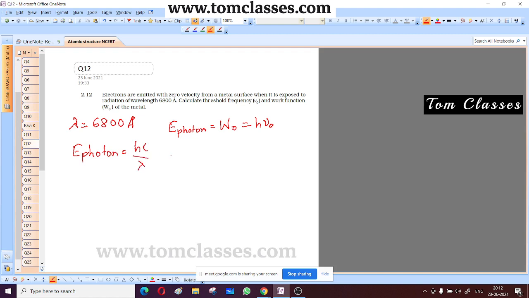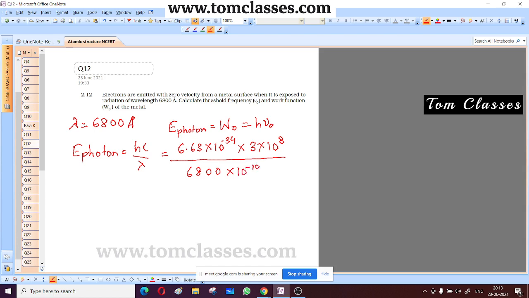What is the photon energy? So what is this value? This is 6.63 into 10 to power minus 34 multiplied with 3 into 10 to power 8 meter per second divided by 6800 angstrom, that is 6800 into 10 to power minus 10. So that's what it is.